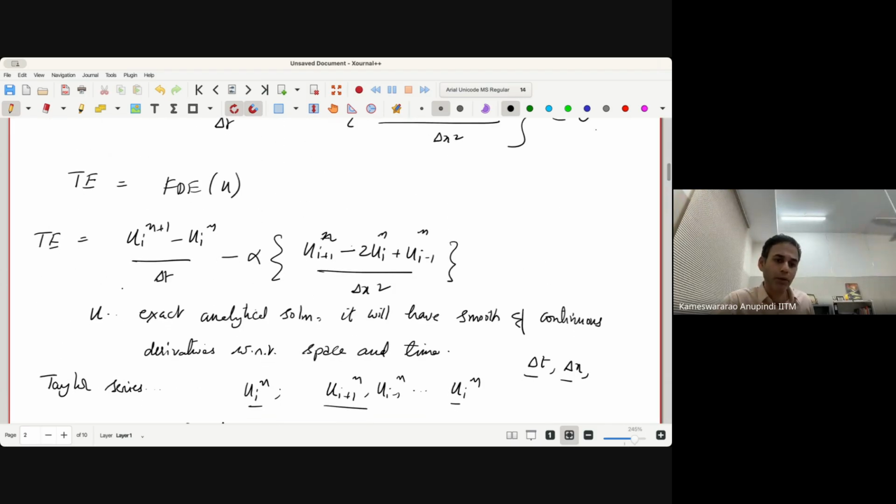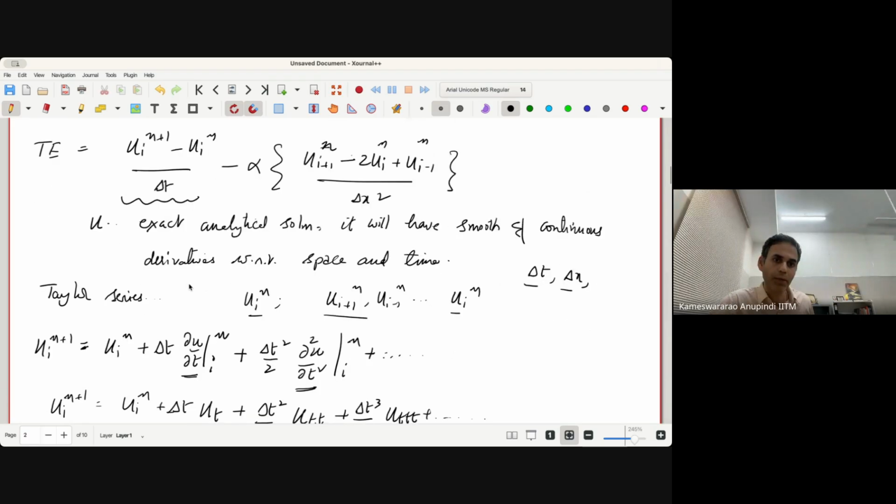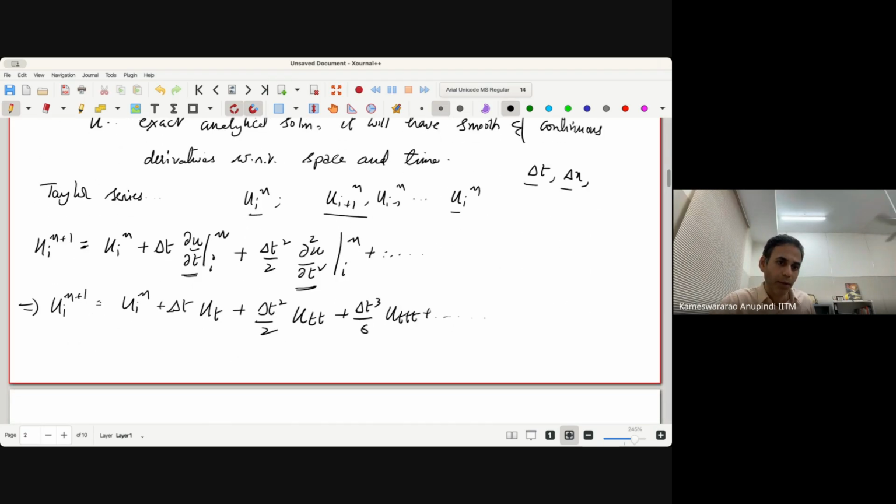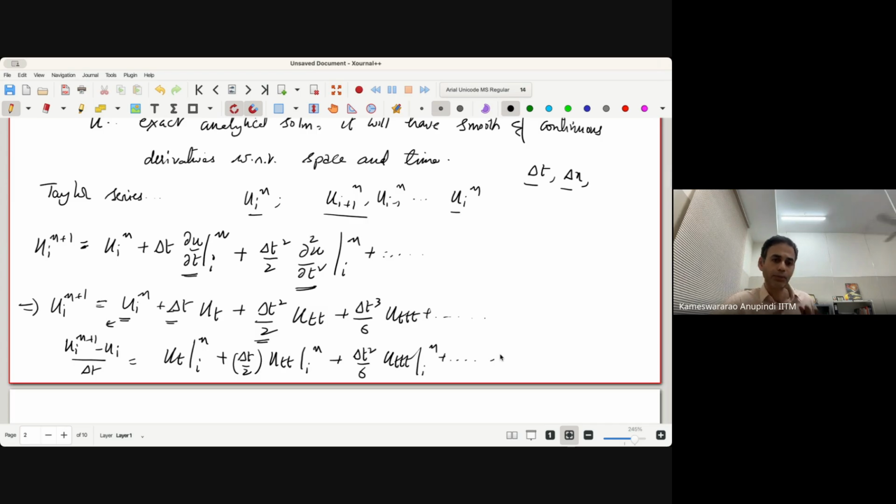That means I can now write an expression for (u_i^(n+1) minus u_i^n) by delta t from here, by bringing u_i^n to the left hand side and dividing throughout by delta t. This gives u sub t, calculated at i comma n, which I have not been writing all the time, plus delta t square by 2 when divided by delta t makes it delta t by 2 u sub tt at the ith location and level n, plus delta t square by 6 u sub ttt at i comma n, and so on. So you should see the process.